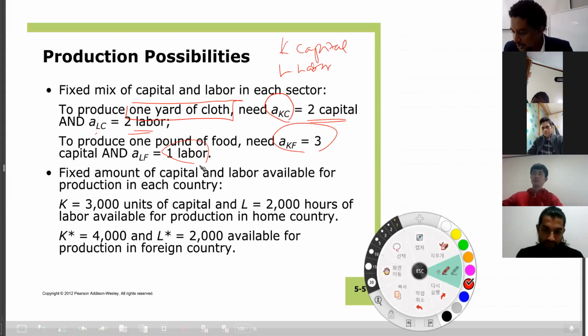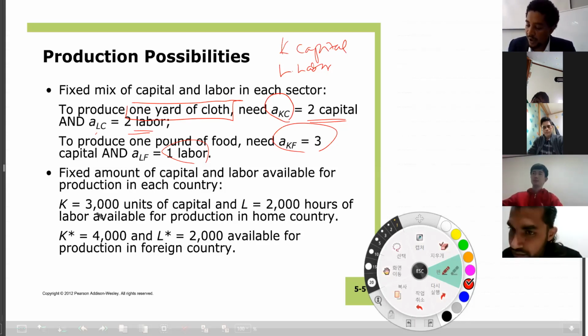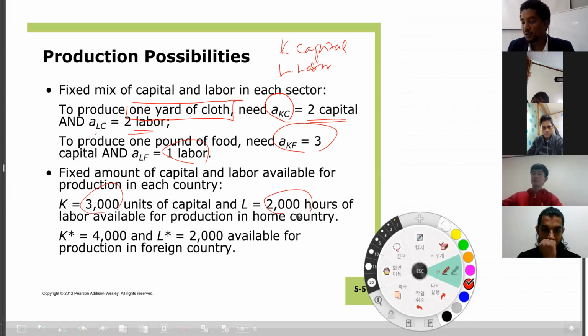So the other given thing is the fixed amount of capital and labor available for production in each country. For capital, we have 3,000 units at home, and for labor, we have 2,000 hours available to produce in the home country, and we have 4,000 capital and 2,000 labor in the foreign country. So you differentiate this: if there is an asterisk, it means this belongs to foreign, and this is home production, okay? So in our assumption we have home and foreign production.